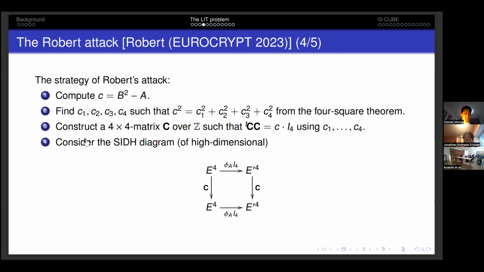And then we consider the SIDH diagram of high dimension like this. The horizontal isogeny comes from the phi A, and the vertical lines come from the matrix C. So we can consider this SIDH diagram. The Robert's attack attacks this SIDH diagram using the Kani theorem.